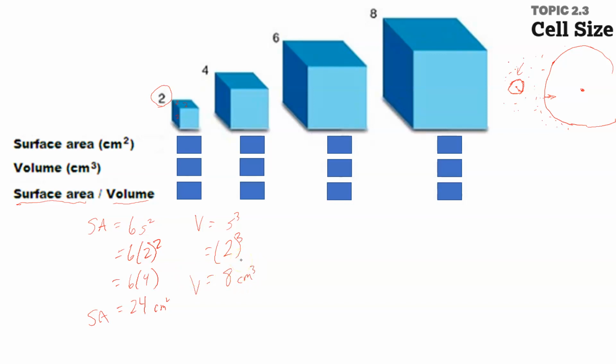Okay, so we've calculated surface area. Let's see if we were right. Yep, 24 centimeters squared. Calculated volume, and we came up with 8 centimeters cubed.